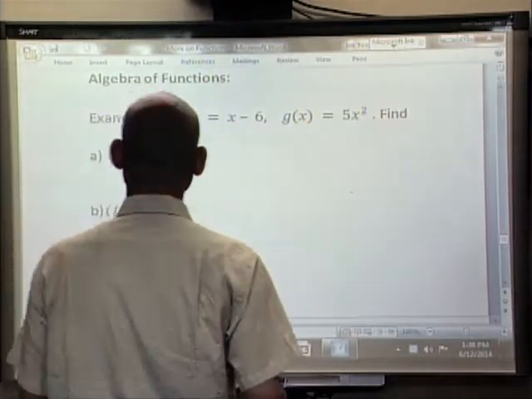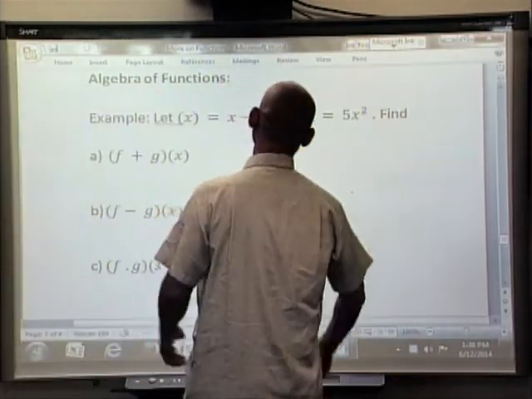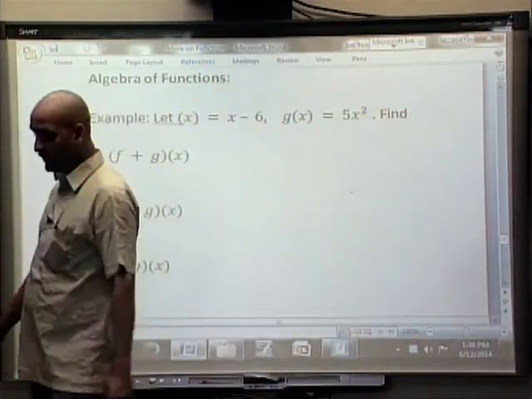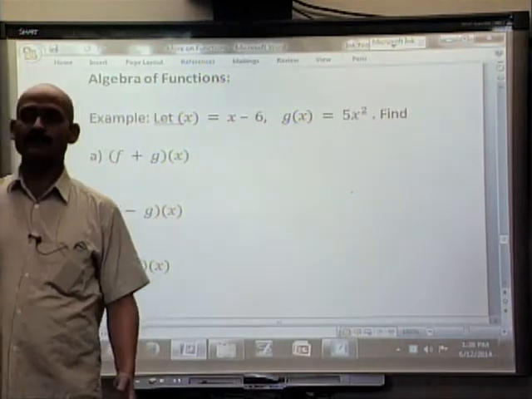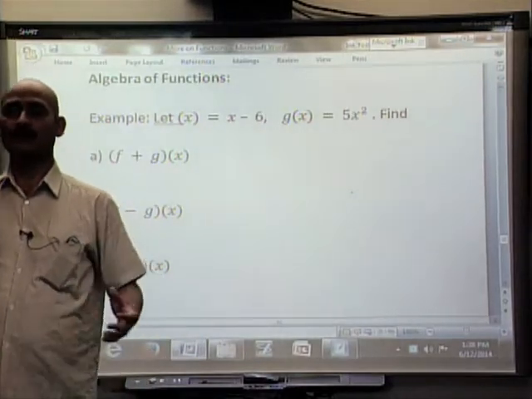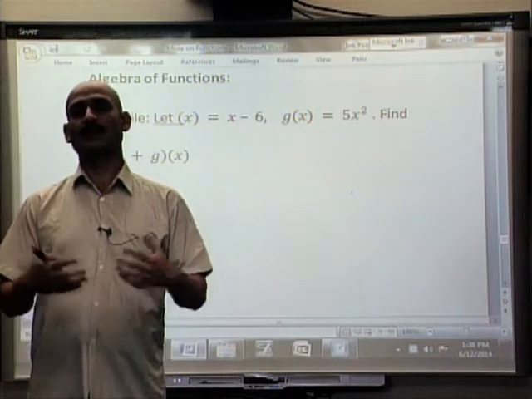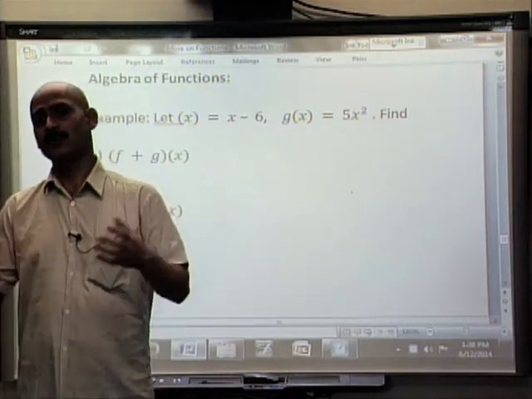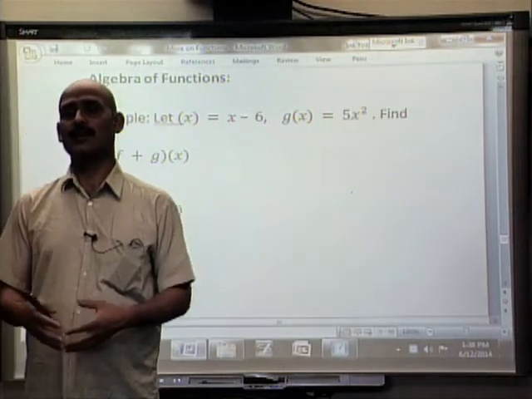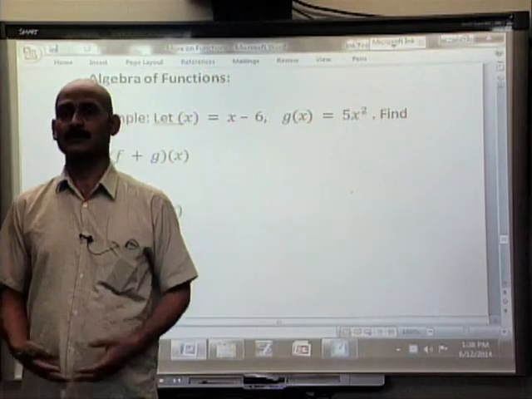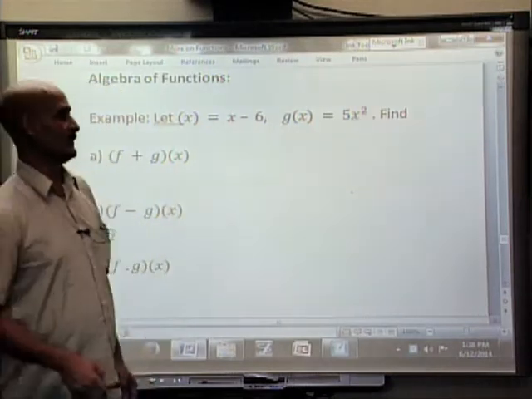The same thing is true for two functions also. In fact, two or more functions can be added to give us a new function. Two or more functions can be subtracted to give us a new function. Two or more functions can be multiplied to get a new function, and divided to get a new function.